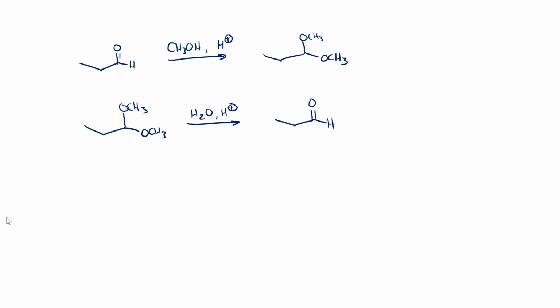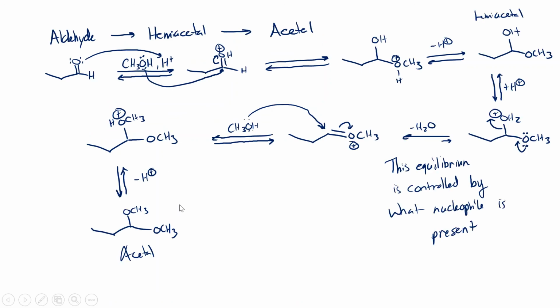And you should draw out that mechanism, converting the acetal to the aldehyde, because it is basically this mechanism, but in reverse order. Let me change slides here. So you start with the aldehyde. Instead of losing H plus, you add H plus. Instead of adding methanol, you lose methanol to go from here to here. And then at this point, instead of losing water, you're going to add water to go to here.